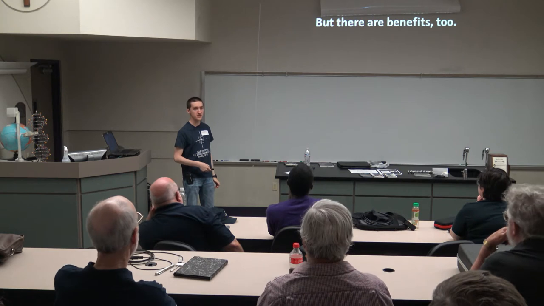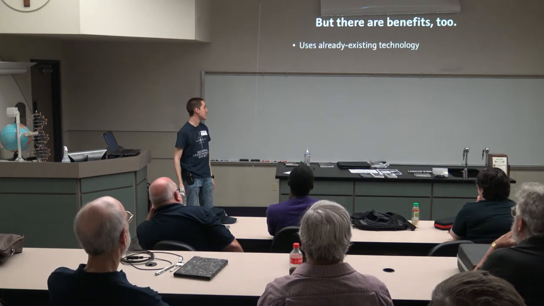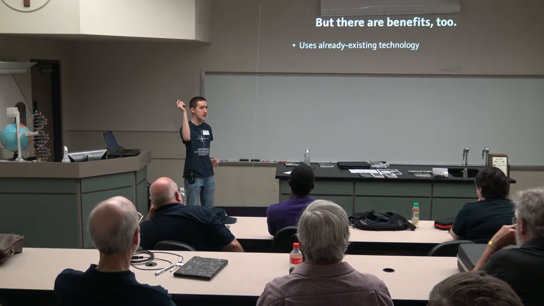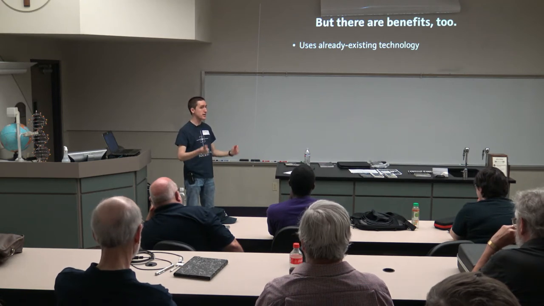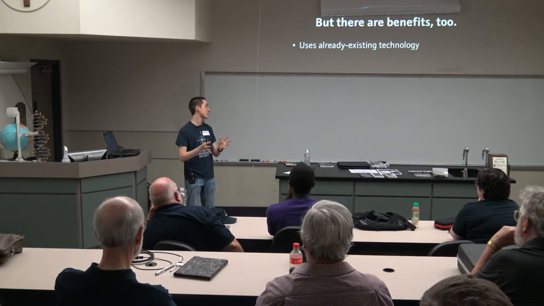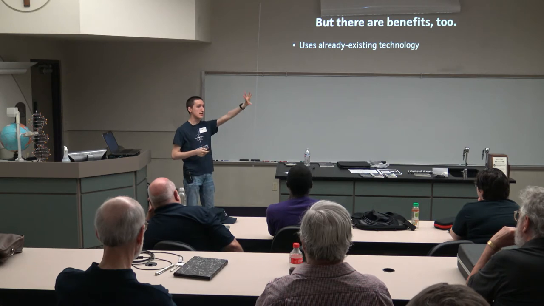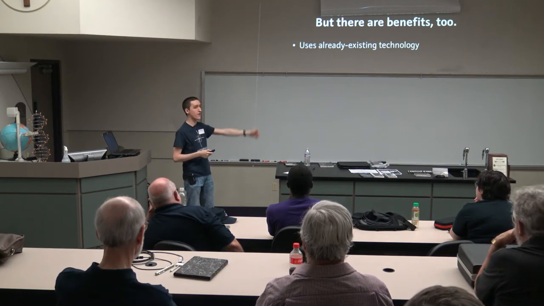But there are some benefits to this mission as well. For example, it uses already existing technology. We already know how to launch probes outside of the solar system. We already have the camera power to basically point it back at the sun and get an image where you'd be able to see the Einstein ring around it, even though it would be this far away.